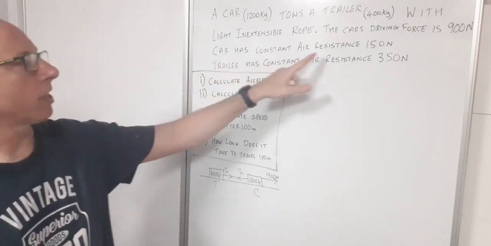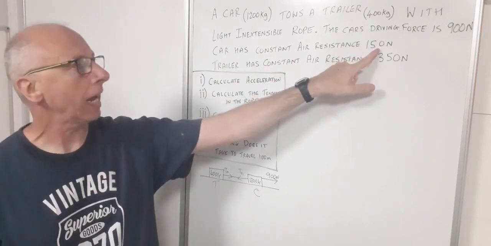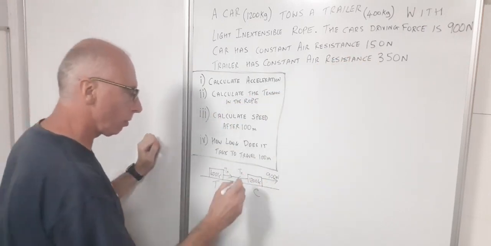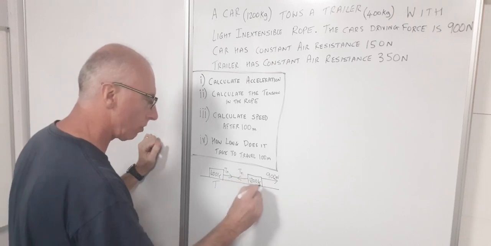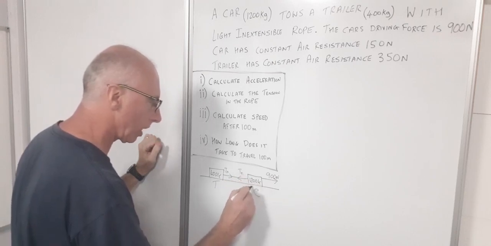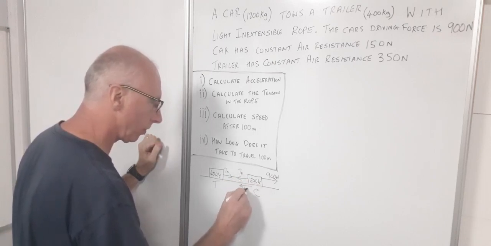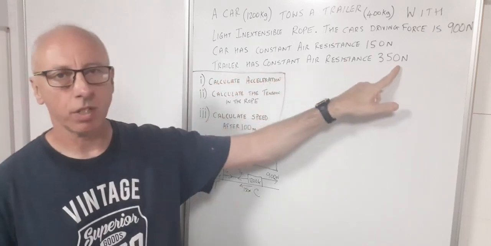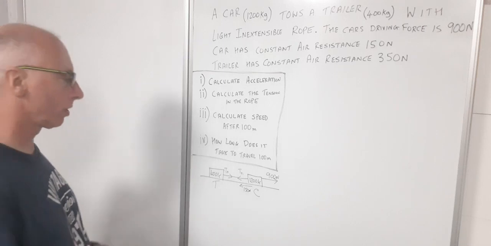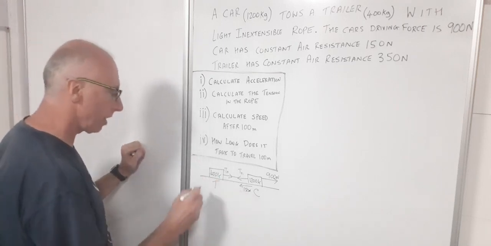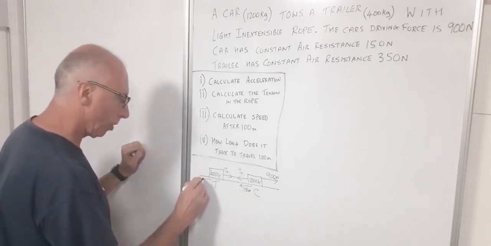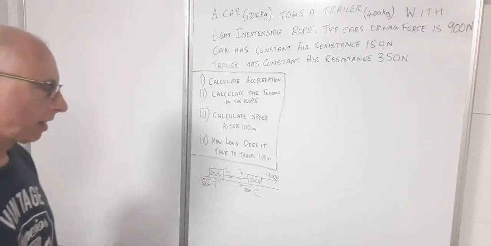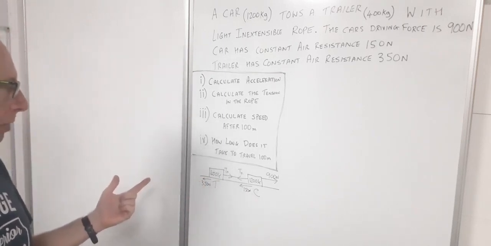Now there's an air resistance of 150 newtons acting on the car. So that's going in this direction. So we want another force here, which I'm going to write underneath. That's 150 newtons. And the trailer has an air resistance as well of 350 newtons. So that's also acting in this direction. So if I put that one there, that takes care of all of that. And that's all of my forces represented.